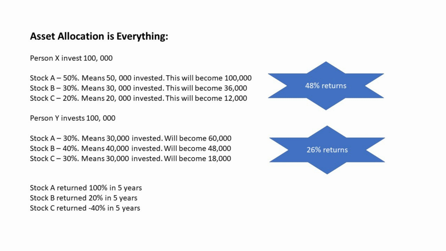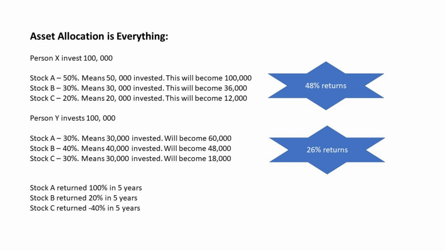So let's assume two people, person X and person Y. They start with the same amount, say 100,000 each, and person X is investing in three stocks, stock A, B, C, and person Y is also investing in the same three stocks, A, B, C. Now there is absolutely no difference. Same starting amount, same three stocks, but person X is investing in stock A with 50 percent allocation, stock B 30 percent allocation, and stock C 20 percent allocation.